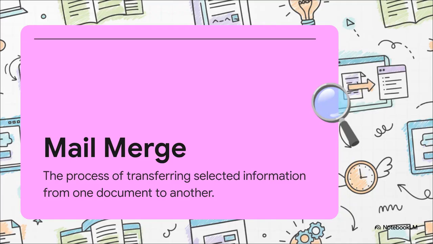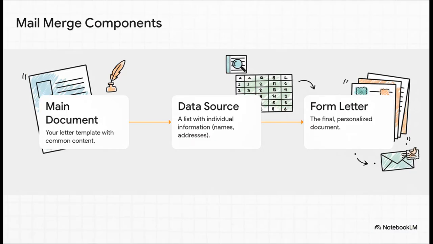And there is. It's called mail merge. It sounds technical, but it's actually a brilliantly simple idea. You take one single template, you take a list of your data, and it automatically smashes them together to create personalized documents for every single person on that list. And really, it all just breaks down into 3 simple parts. First, you've got your main document. That's just your template. Second is the data source, which is your list of names, addresses, all that stuff. And third, the form letter. That's the final personalized result.